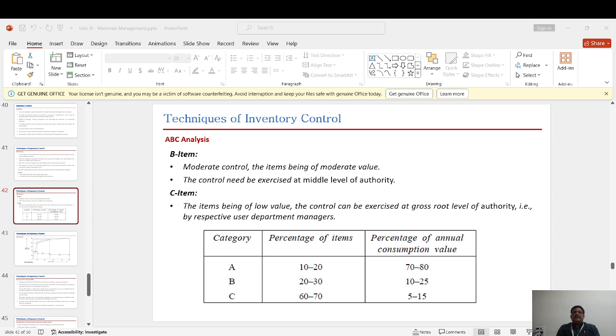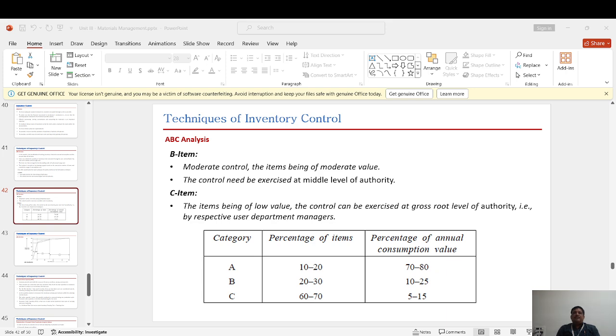Another thing is what order quantity means: the quantity produced or procured during one production cycle. I repeat, ordered quantity means the quantity produced or procured during one production cycle. The economic order quantity is calculated by balancing these two costs.